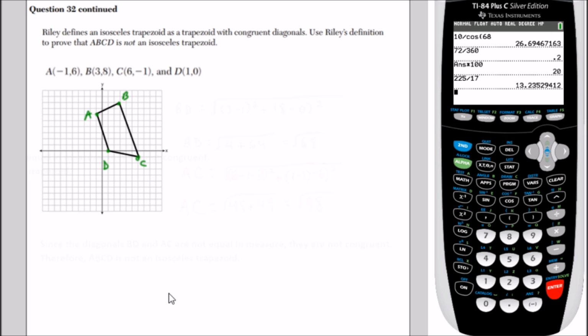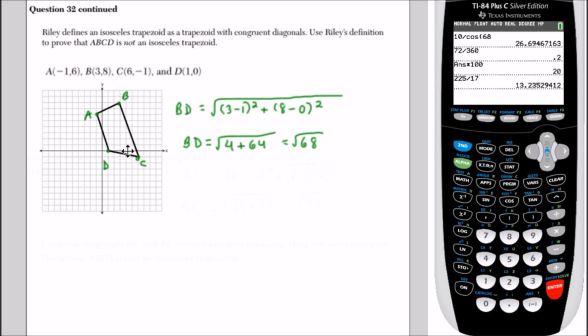And just in case you don't know what an isosceles trapezoid is, it's one where the slant sides AB and DC are congruent. But in this case, they're not going to be. But we're using Riley's definition for this case. So the diagonals are BD and AC. If we find the length of BD using the distance formula, the length of BD is going to be square root 68.